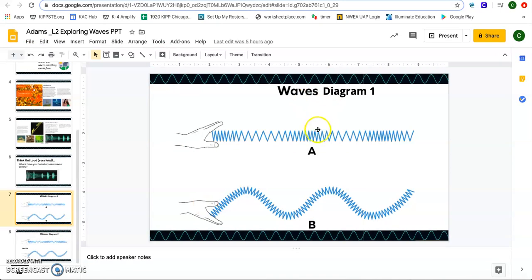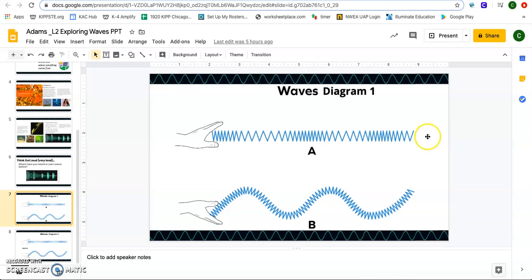So when I'm looking at the waves diagram and we're thinking about the two different types of waves that can happen, whether it be water or a sound wave, whatever type of wave it may be, A is going to represent the slinky. A is going to represent the slinky moving back and forth. It's going to go straight out, just like we saw in the video.